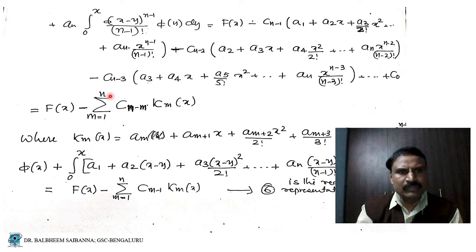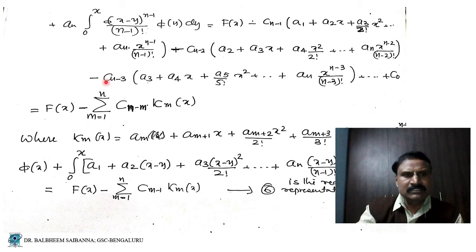m is equal to 1 to n c n minus 1 k m of x, where k m of x is equal to a m plus 1 into x plus a m plus 2 divided by 2 factorial into x square, a m plus 3 divided by 3 factorial x cube plus and so on, a n x to the power of n minus m divided by n minus m factorial. N minus m is there here, x to the power of n minus m divided by n minus m factorial.